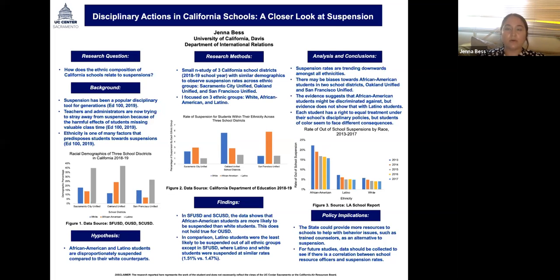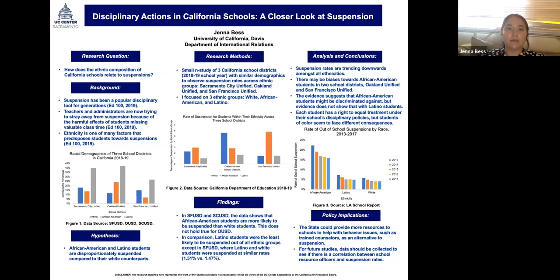And it's also important to note that ethnicity is one of many factors that predisposes students towards suspensions, and that there's also an active effort by educators to provide an alternative to suspensions because of the negative impact. For my research, I did a small N study on 3 California school districts: Sacramento City Unified, San Francisco Unified, and Oakland Unified. I observed suspension rates across 3 ethnic groups in each district. Looking at figure 2, I found that in San Francisco Unified and Sacramento City Unified, African-American students are more likely to be suspended than white students, except this wasn't true in Oakland Unified.